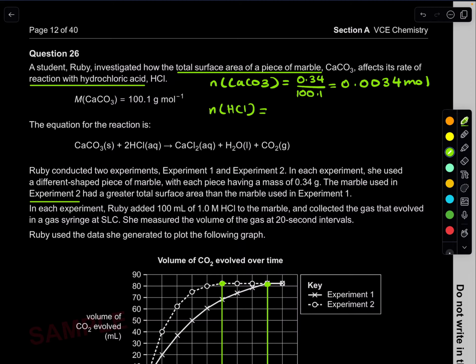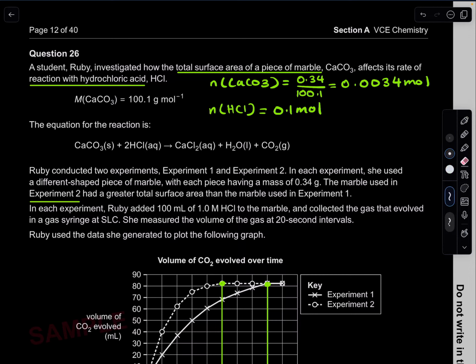What about the mole of HCl? So we're using 1 mole of HCl per liter, and 100 milliliters. So remember how to get that? Mole is equal to the volume times your concentration. So that will be 1, which is 1 mole, times 100 times 10 to the negative 3. Make sure it's in liters. That's 0.1. 0.1 mole. Done. Now we've got both reactant moles.